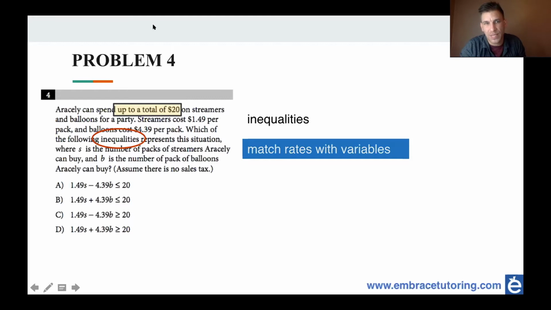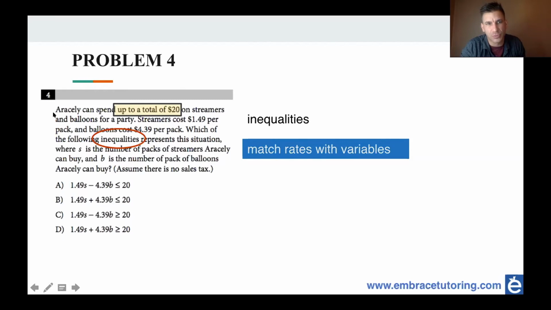I simply just want to match these up. I just want to match, it's 1.49 S, and it's going to be 4.39 B. It does say where S is the number of packs and B is the number of balloons Erasably can buy. It wants to know the total, right? It says, and this is your other hand.